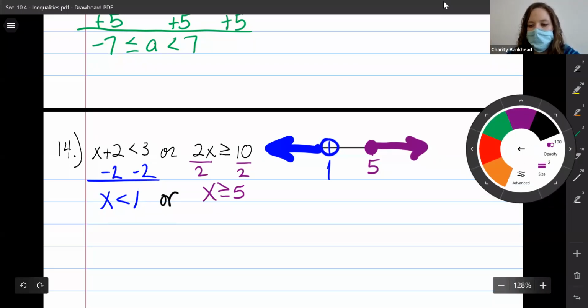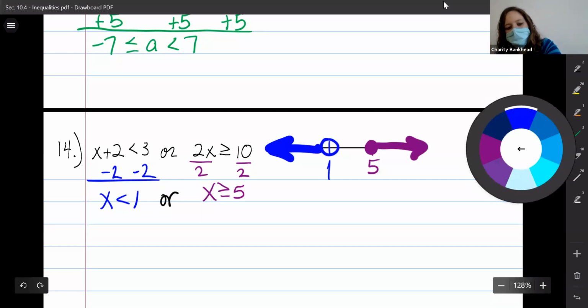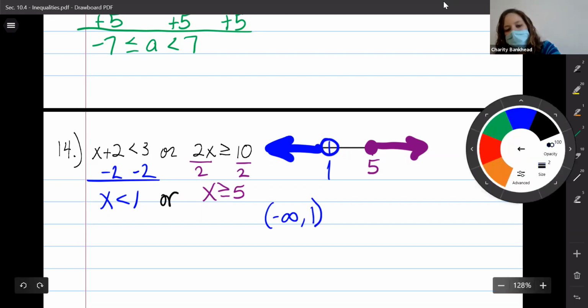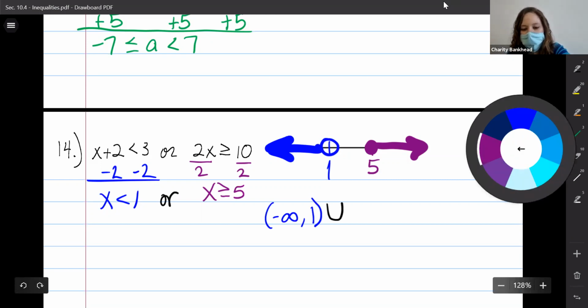And then we can do our interval notation. So parentheses, -infinity, comma 1, parentheses. And then for where we have the or, we're going to have the union symbol, which looks like a big U. And we'll talk a little bit more about that in the next section. Then we're going to have bracket 5, comma infinity, parentheses.